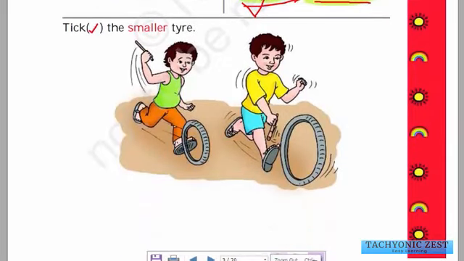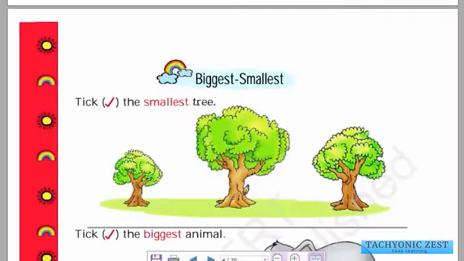The next question is tick the smaller tire. These are two boys who are playing with tires. This boy has a tire, this boy also has a tire. Now we need to choose among this and this, which one is the smaller tire. As we can see from the diagram, this tire is the smaller tire. Why? Because this tire looks small as compared to this one, and this tire is the bigger tire. We'll see the next question.